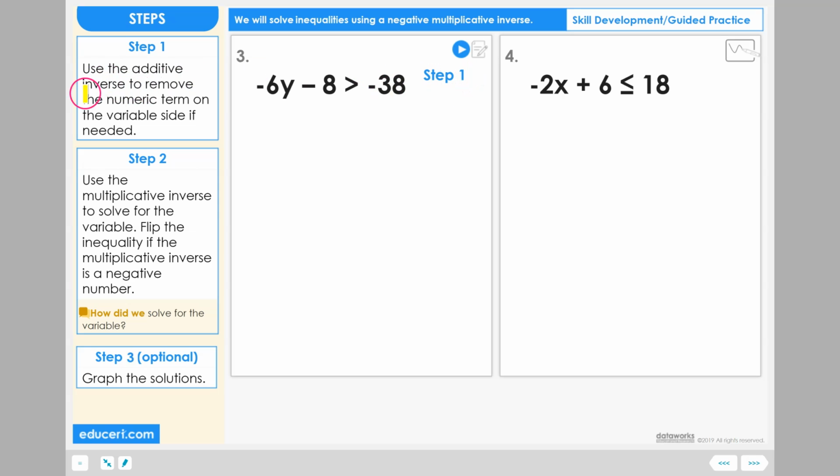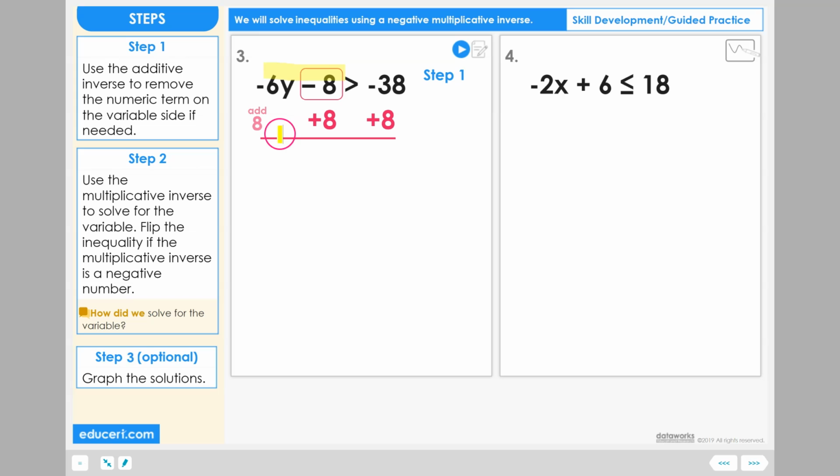Step 1. Use the additive inverse to remove the numeric term on the variable side if needed. Our variable side is over here, and we do have a numeric term on the variable side, minus 8. The additive inverse will be to add 8 to both sides of the inequality.